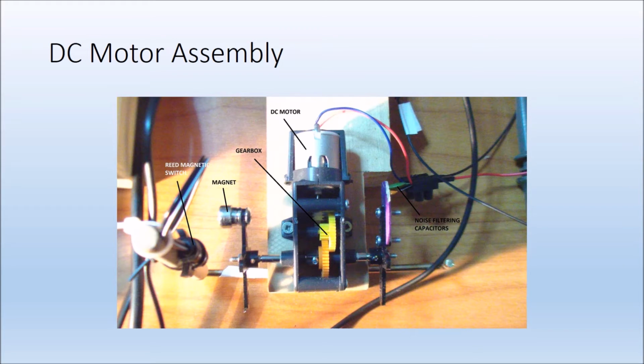Okay, the DC motor that I will use, the DC motor assembly is this one. I have a motor, a gearbox, and the noise filtering capacitors that I talked about earlier. And then I have this setup in which I have a reed relay magnetic switch and this magnet. So every one revolution, this magnet closes the reed magnetic switch, and this I read using a tachometer, which is an Arduino-based tachometer, which I will show how to implement in a future video.